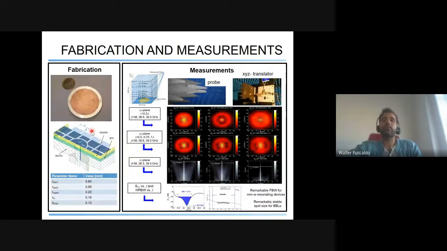This structure has actually been fabricated at the University of Rennes, where I have a long-standing collaboration with Professor Mauro Ettorre and Ronan Sauleau, and has been measured and validated at 40 gigahertz in the near field test range that was available at that university.